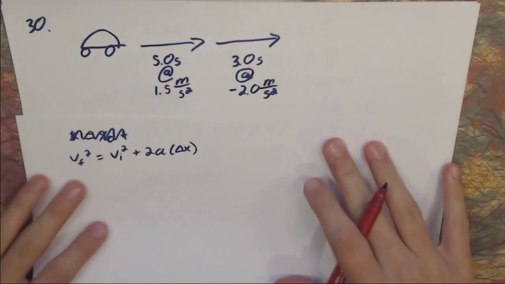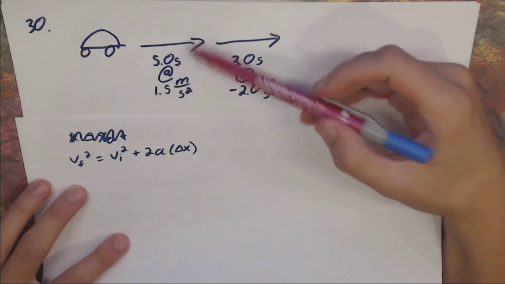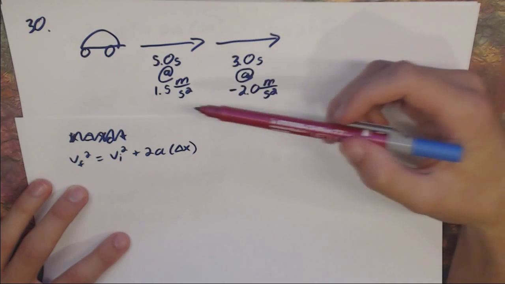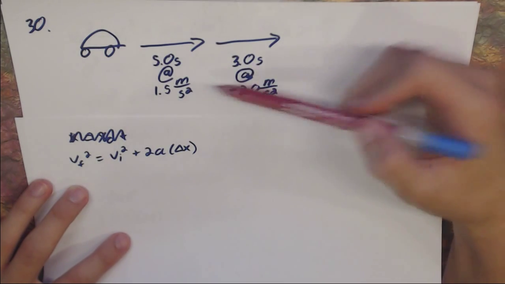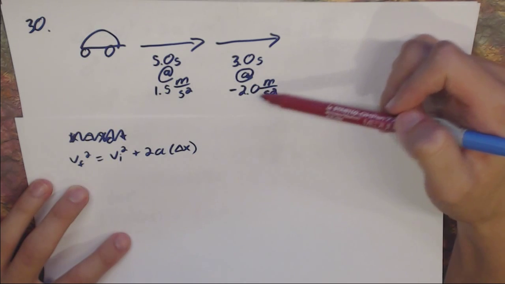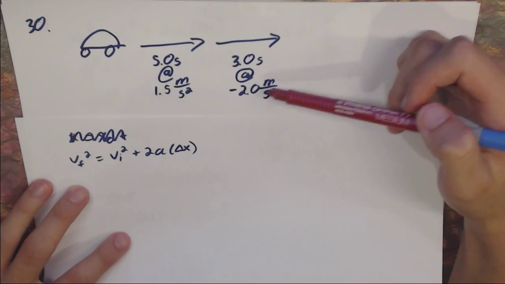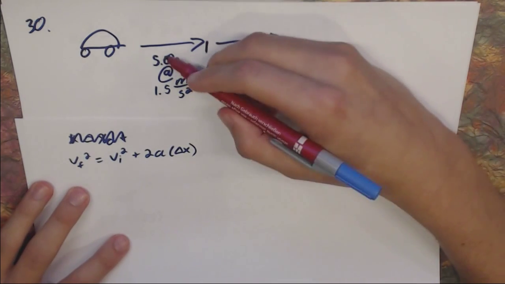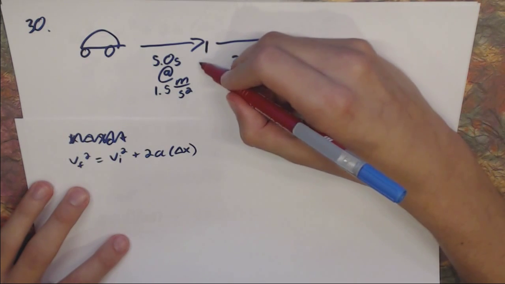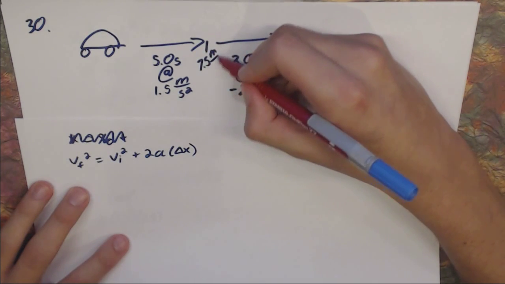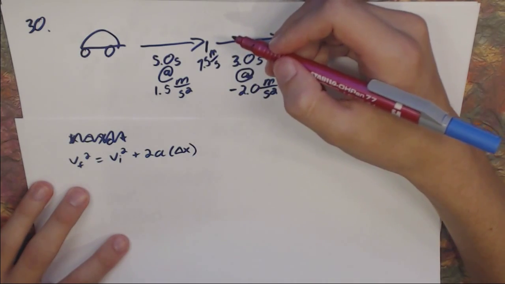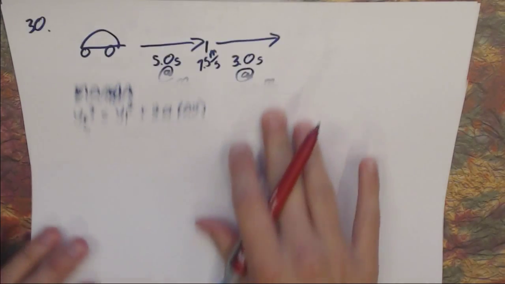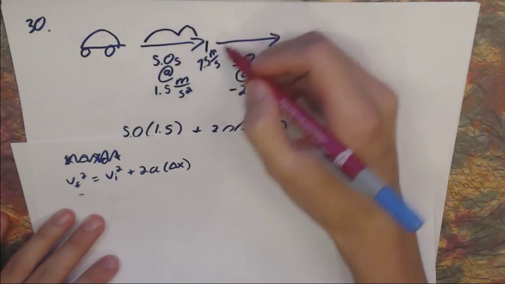So if we go back to our original problem, we had this car moving for 5 seconds with an acceleration of 1.5 meters per second squared, and then for 3 seconds with an acceleration of negative 2.0 meters per second squared. The first thing we want to calculate is the final velocity at this point, which is just acceleration times time, which is 7.5 meters per second. So what we're doing is using this equation to find the displacement over this period.